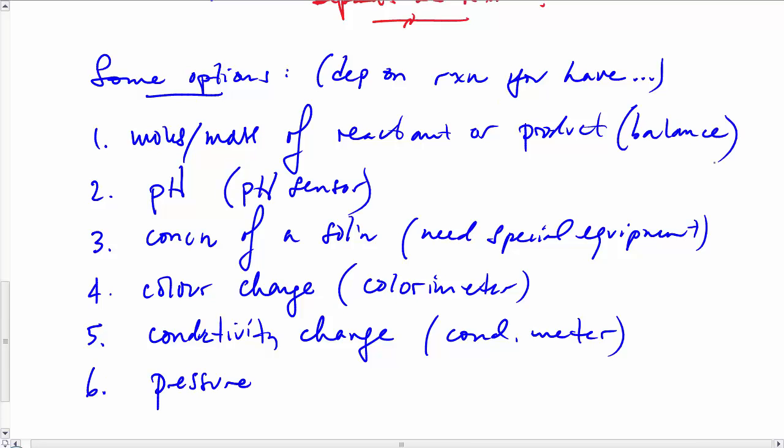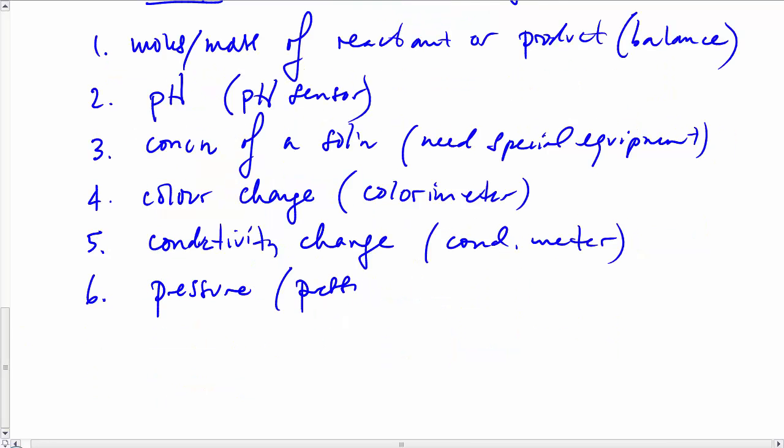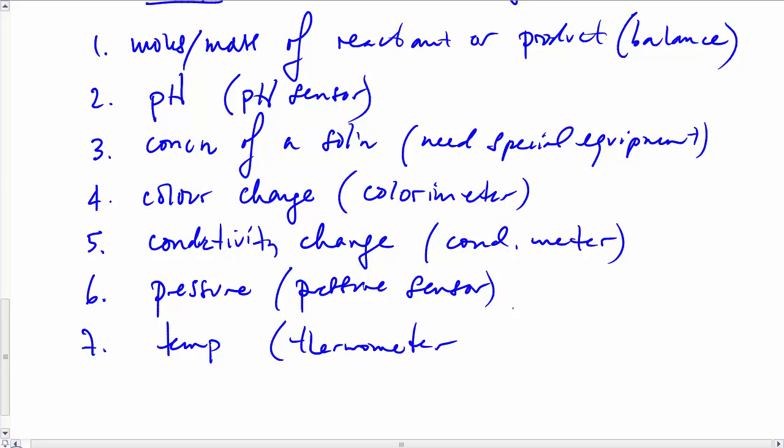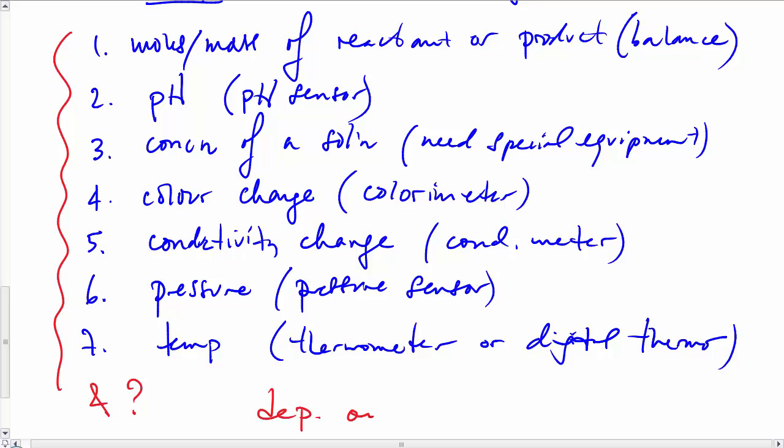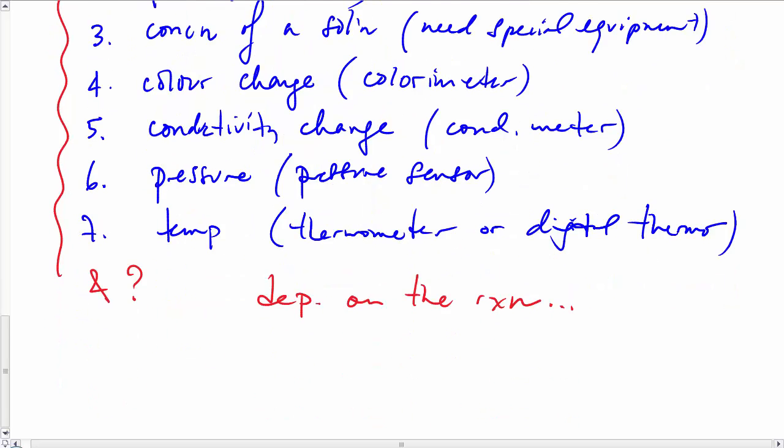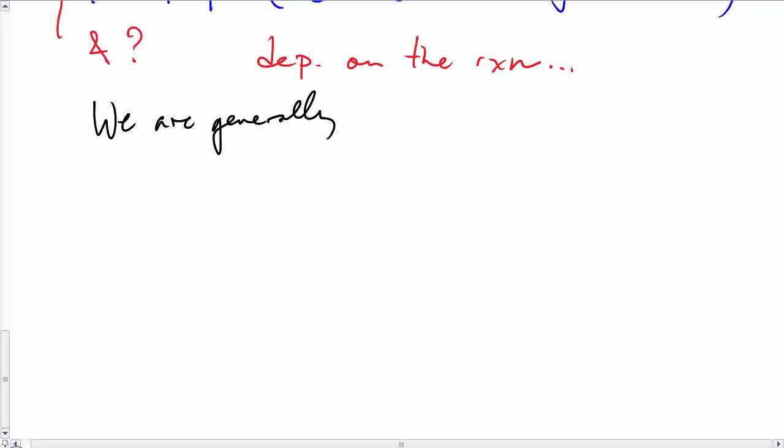Of course, to measure pH, you need a pH sensor, and a balance might help you do the moles or mass. You need a pressure sensor if you want to measure pressure, and to do temperature, you might need a thermometer or even a digital temperature sensor. And of course, there are other choices you have too. These all depend on the reaction. If you got that message so far, it really does matter what the reaction is.